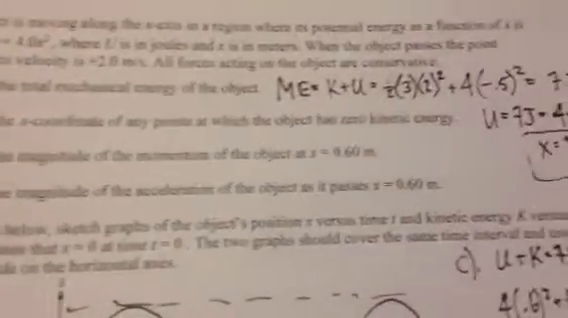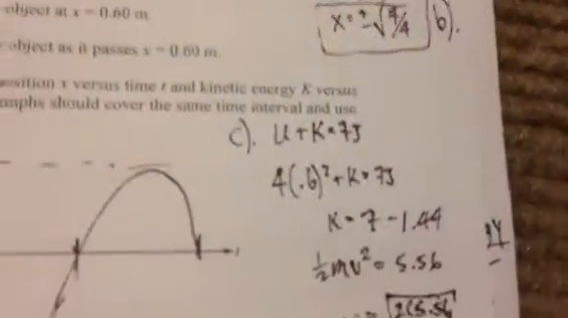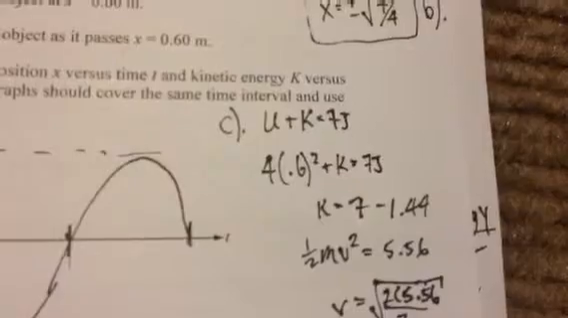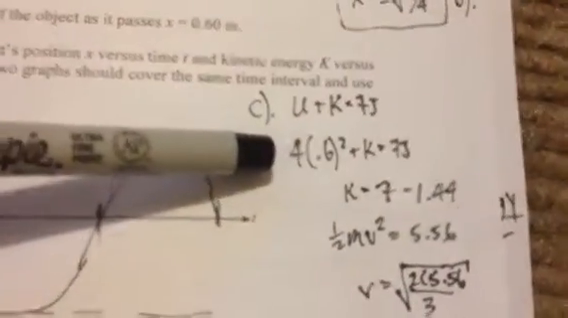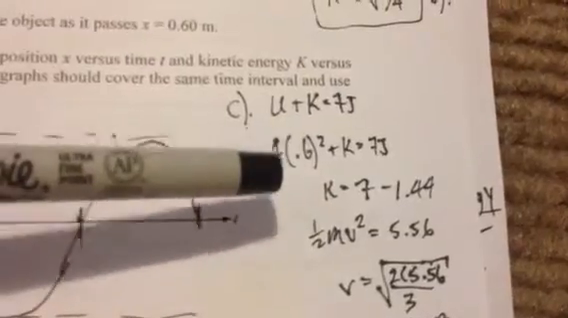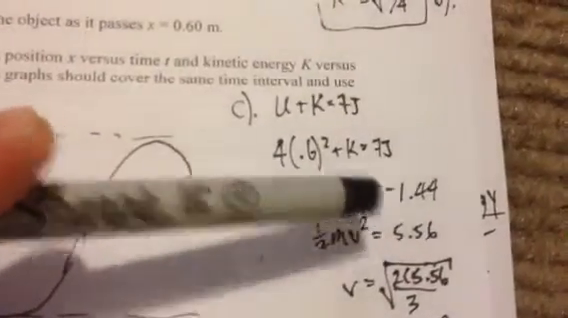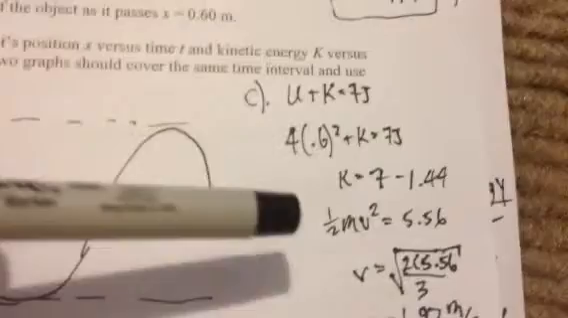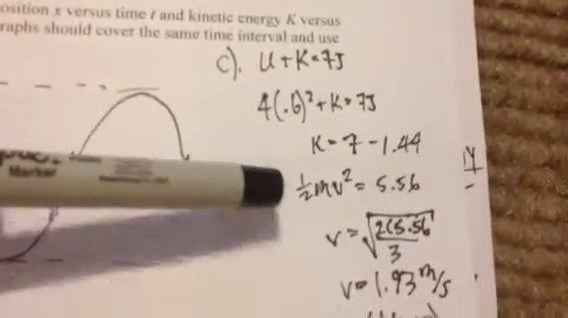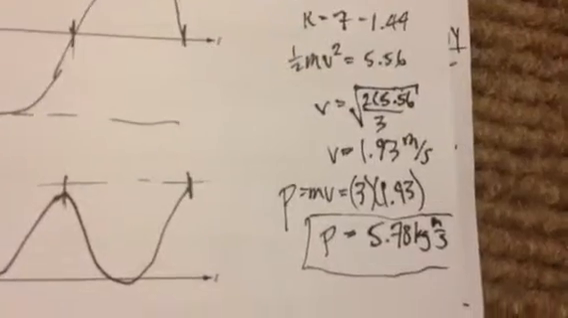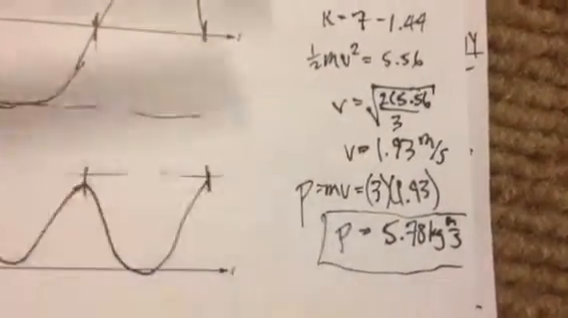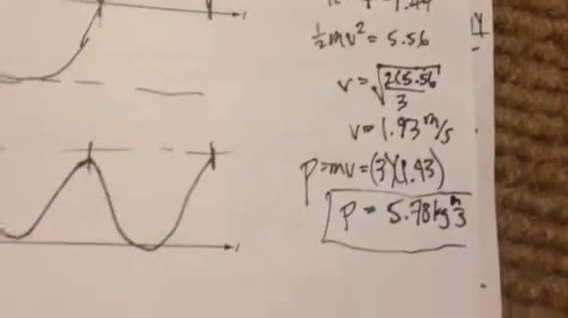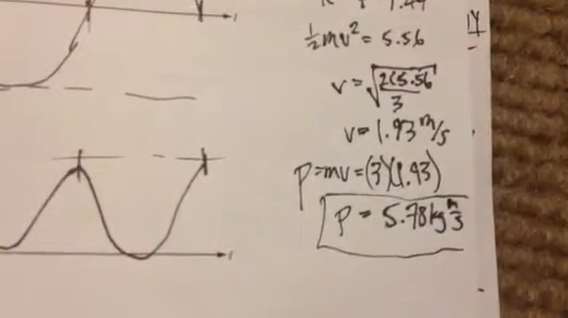Part C says find the momentum. So what you have to do here takes a little bit more work. You use conservation of energy again with the position that they gave you. They want you to find it at 0.6. So you basically take 7 minus that potential energy that you get here, try to find the kinetic energy, and solve for v. You get a v of about 1.93 meters per second. When you multiply that by the mass of 3, you get a momentum of about 5.78 or 5.8 kilogram meters per second.